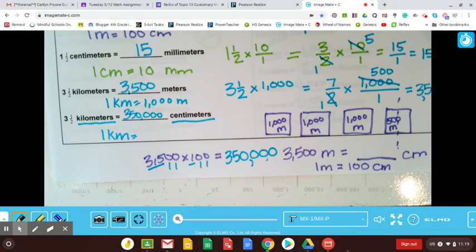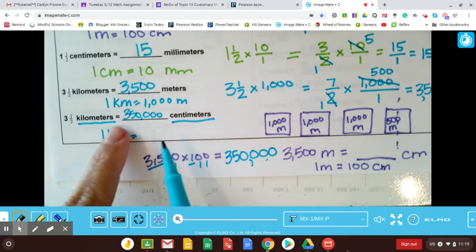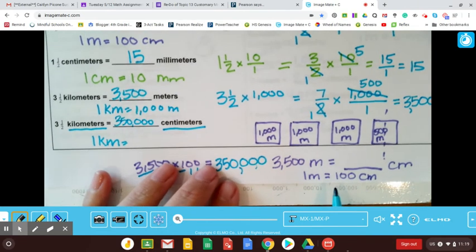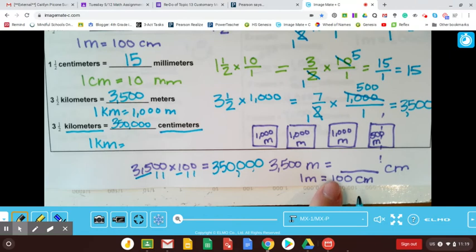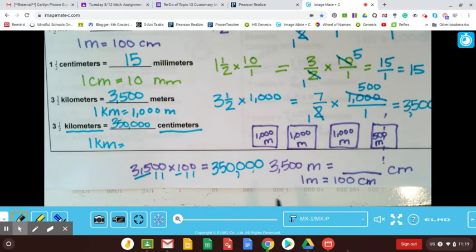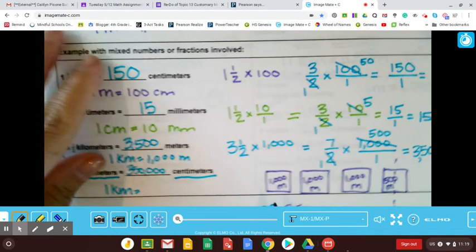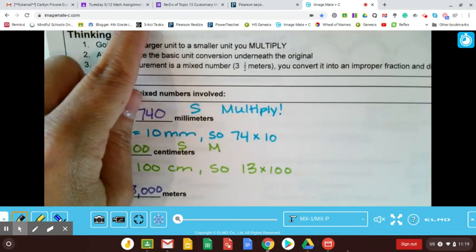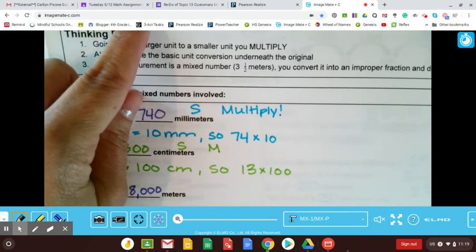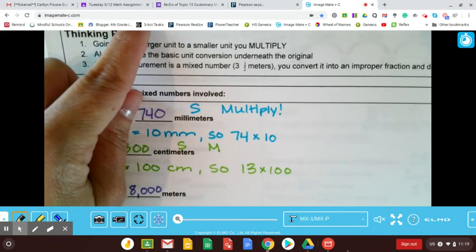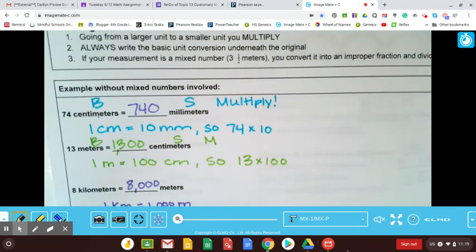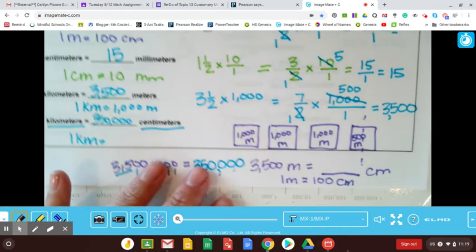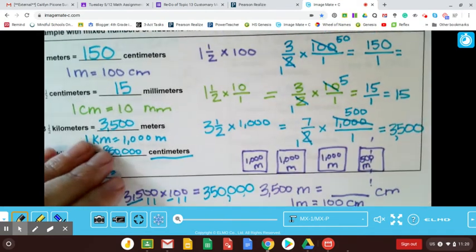And you could have also, just so you know, if you wanted to do this in 1 step instead of 2 steps, we could have multiplied, because we knew that there was 1,000 meters in a kilometer, and then 100 centimeters in 1 meter. So 1,000 times 100, and it would have given us the same answer if we wanted to do that in the one step. All right, guys, those are our notes for today.